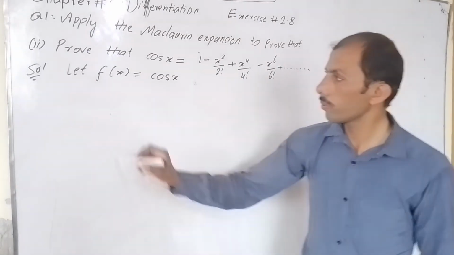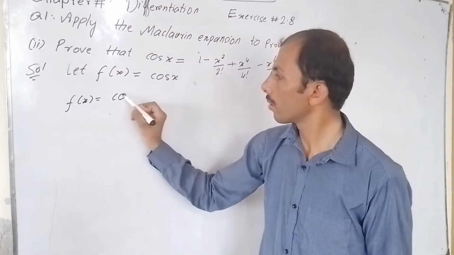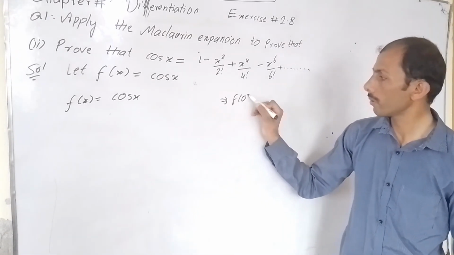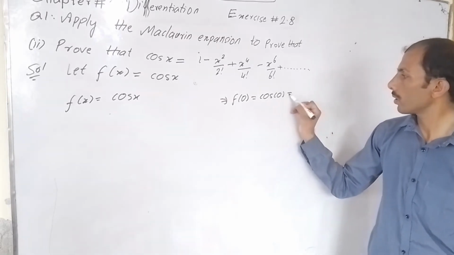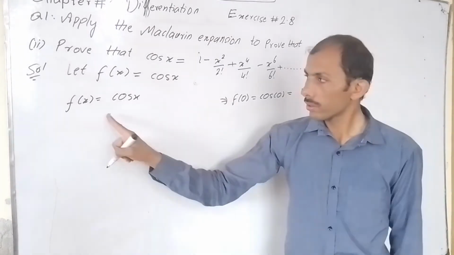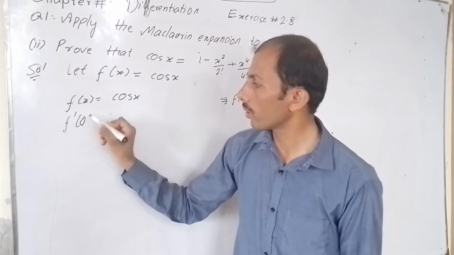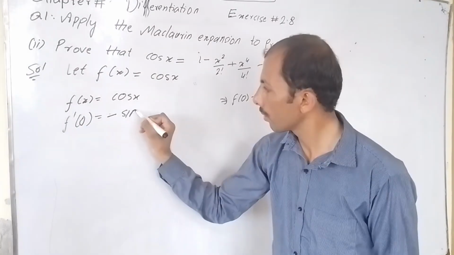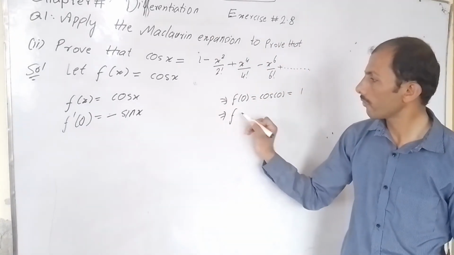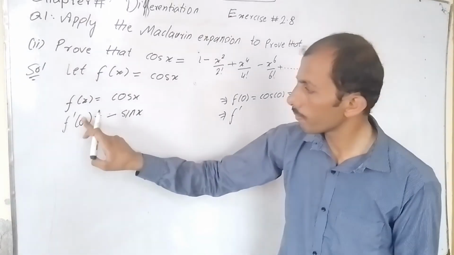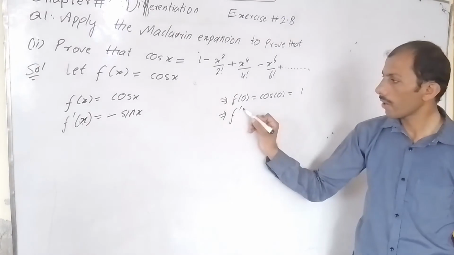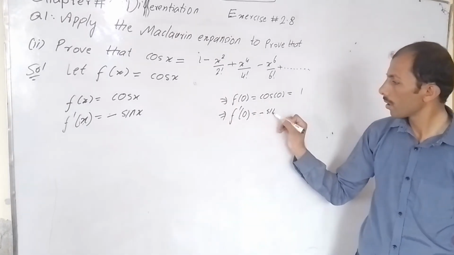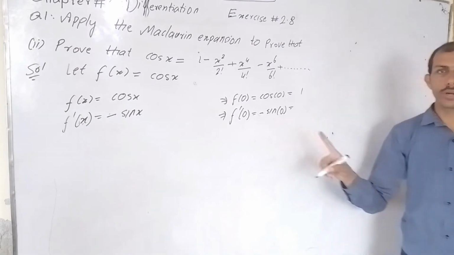f of x is equal to cos x, which implies that f of 0 is equal to cos of 0, which is equal to 1. Next, the first order derivative f prime of x is equal to the derivative of cos x, which is minus sin x. So f prime of 0 is equal to minus sin 0, which is equal to 0.